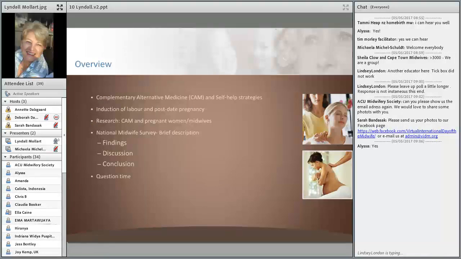So just to provide you an overview of the presentation for today, I'm going to briefly discuss CAM and self-help strategies women use, especially for post-date pregnancy. I'll talk briefly about induction of labour, and what research is already out there around CAM and pregnant women, but also what midwives recommend. And then I'd like to go into some detail about a national midwife survey that we've just completed in Australia, and look at some of the findings and discussion and conclusion, and then finish off with question time. However, there will be an opportunity halfway through if you want any questions before I get into our survey.